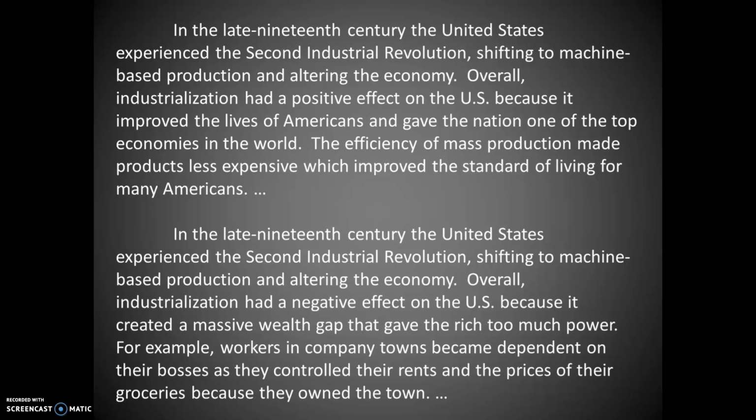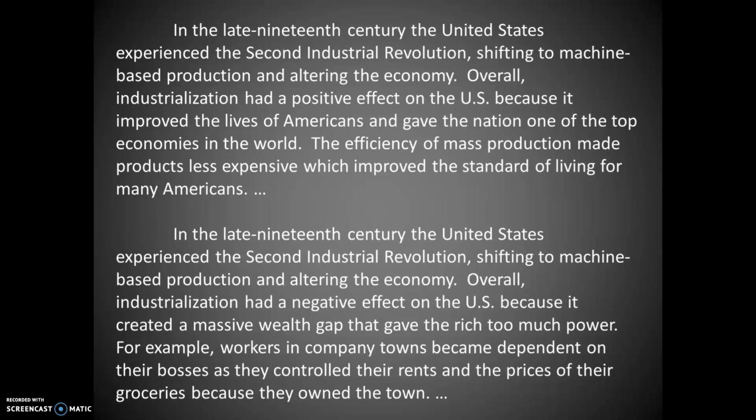Okay, so my argument is that second part there. It's not just industrialization was good. It needs to have some sort of reasoning in there. And I start with my first reason there, efficiency of mass production. There's my buzzword, my evidence. Made products less expensive, which improved the standard of living for many Americans. There's my reason, improved standard of living because mass production made things cheaper. So I got my reason in there. I got my history buzzword, my vocab term in there as evidence.